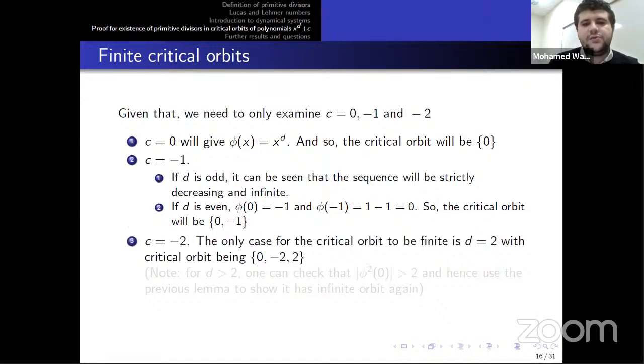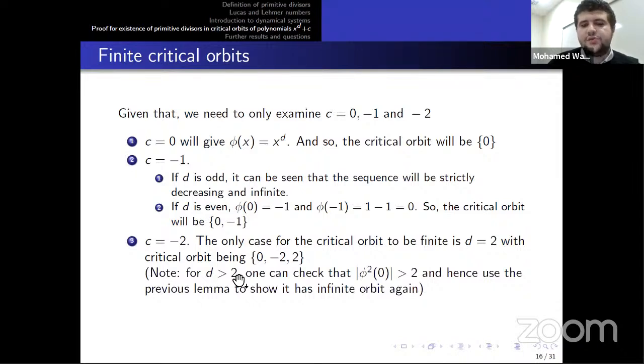For C equals -2, we can check that if D is equal to 2, then the critical orbit is 0, -2, and 2. And for D greater than 2, again, it can be checked easily that phi 2 of 0 will have an absolute value greater than 2. And hence, again, we can use the same lemma.